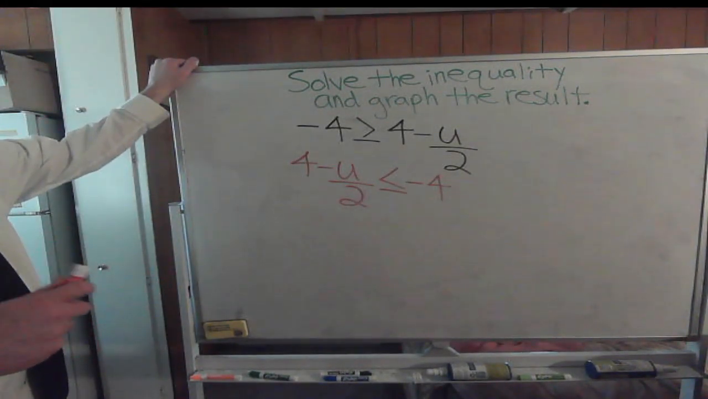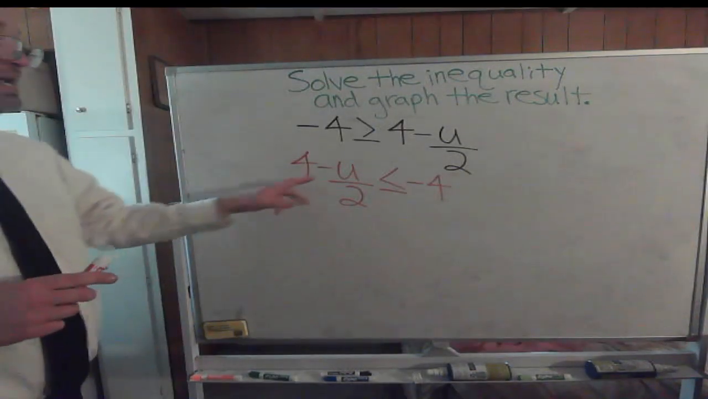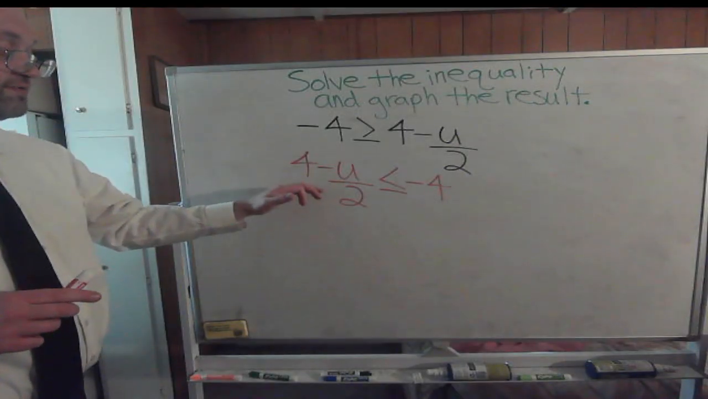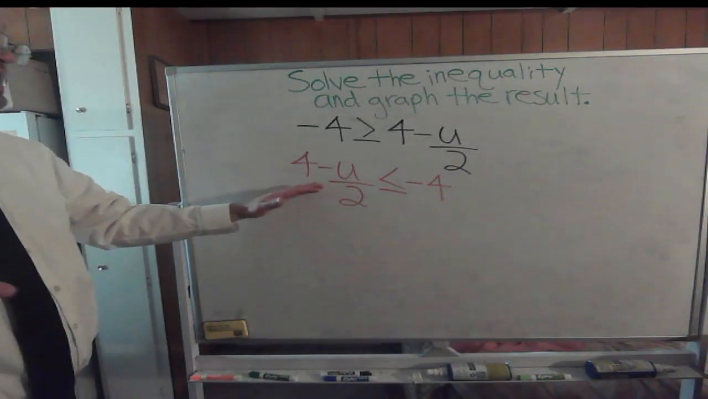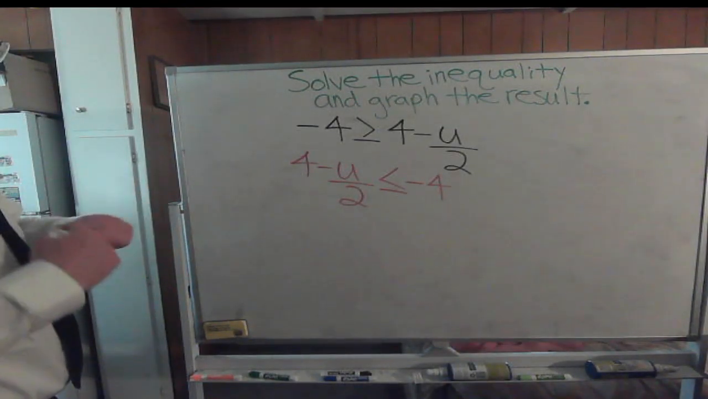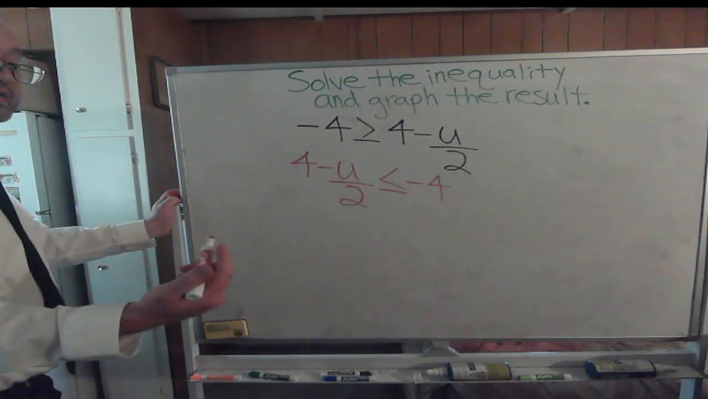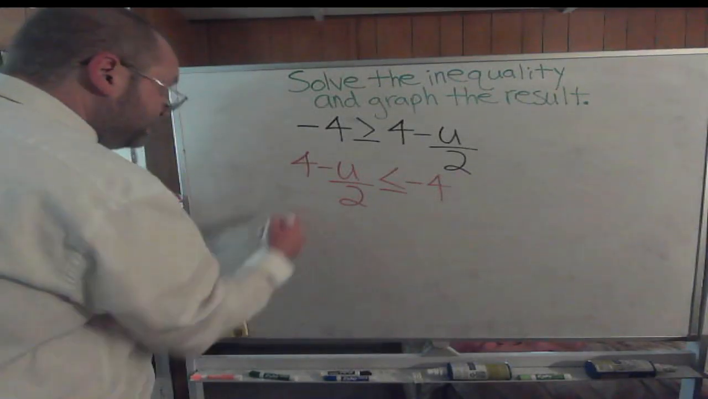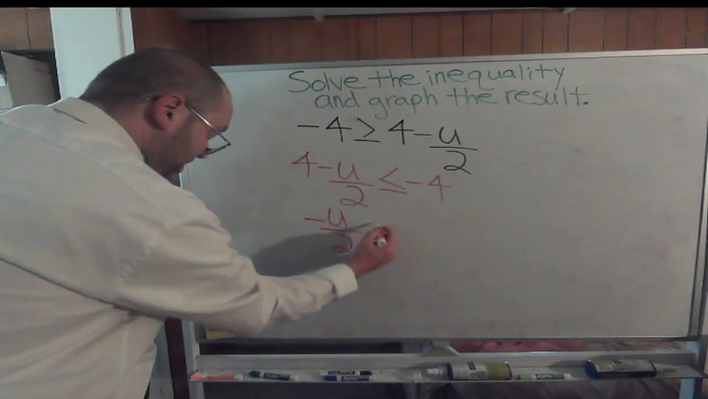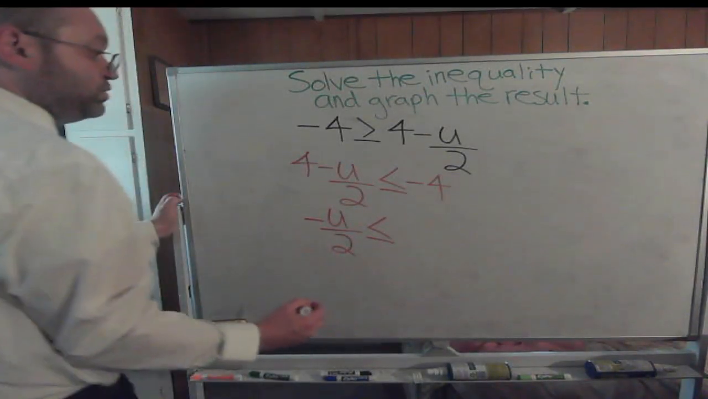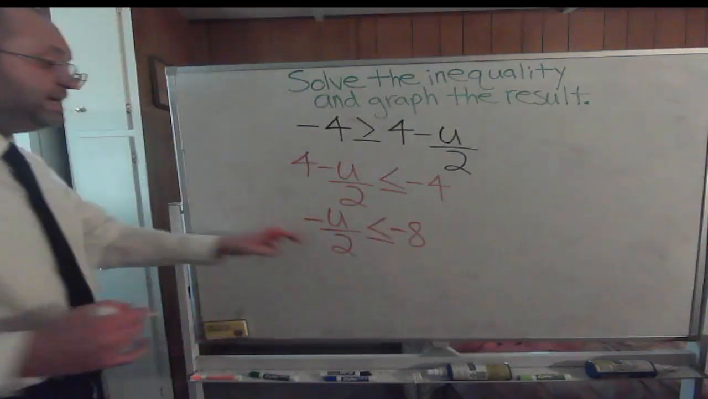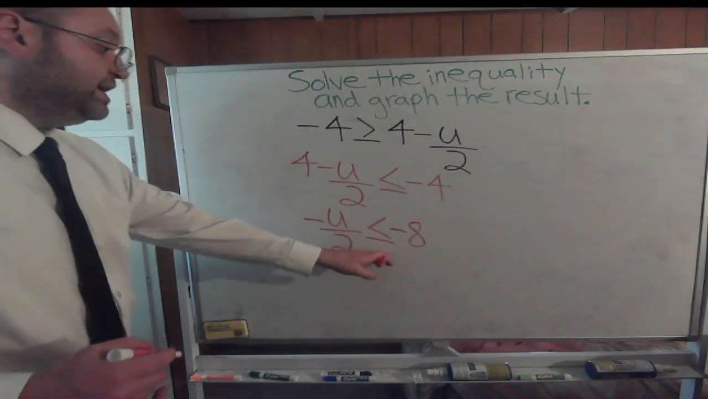Now, ultimately, we want to start by getting that negative u over 2 by itself, do we not? So we have a plus 4 on the left side. That means we need to subtract 4 from both sides in order to get that negative u over 2 by itself. So let's go ahead and do just that. Subtract 4 from the left, and you'll end up getting negative u over 2 by itself. That'll be less than or equal to negative 4 minus 4, that's negative 8. So you end up having negative u over 2 is less than or equal to negative 8.